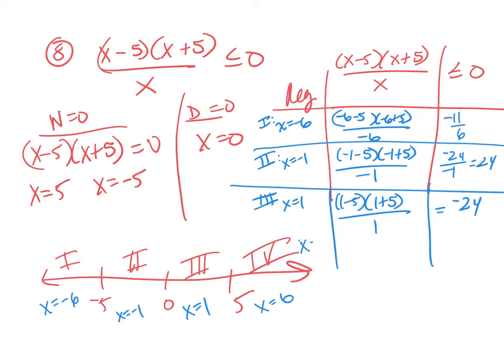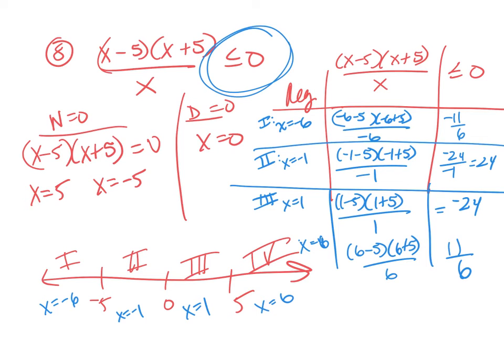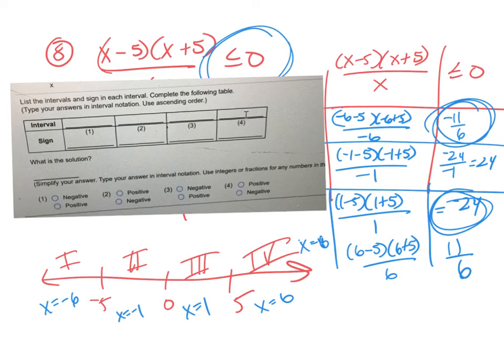And then let's talk about region 4. That would be x is equal to 6. So we have 6 minus 5, 6 plus 5 all over 6. So that's 1 times 11 all over 6. Now we want the signs to be less than or equal to 0. That's negative. So that'll be region 1 and region 3. So now let's talk about what this picture says. It says put the interval in and then put the signs. So let's input it in. The first interval goes from negative infinity to negative 5.